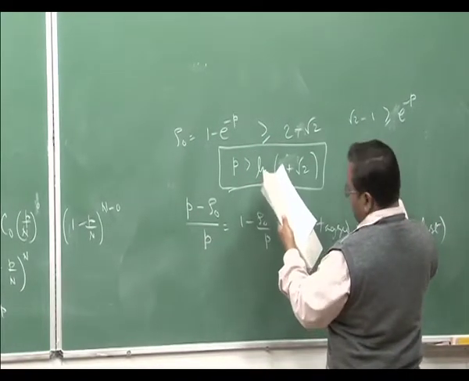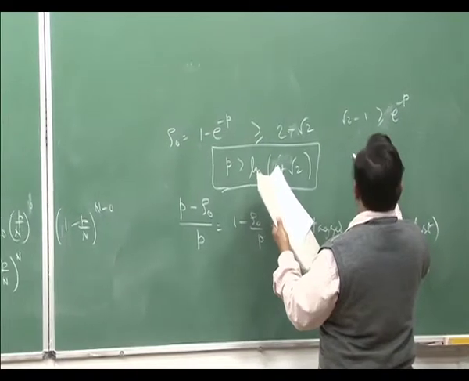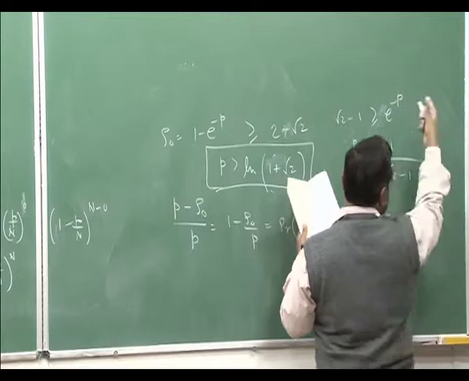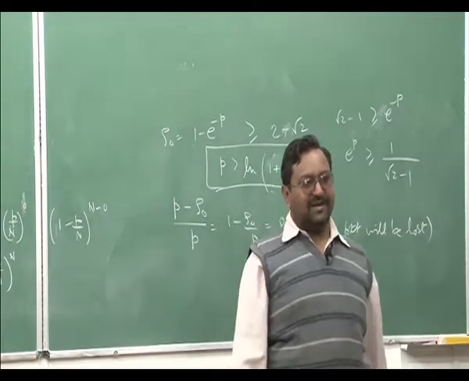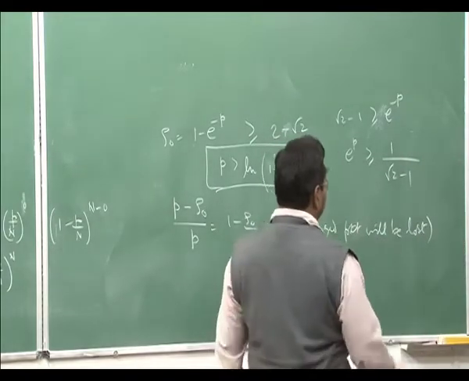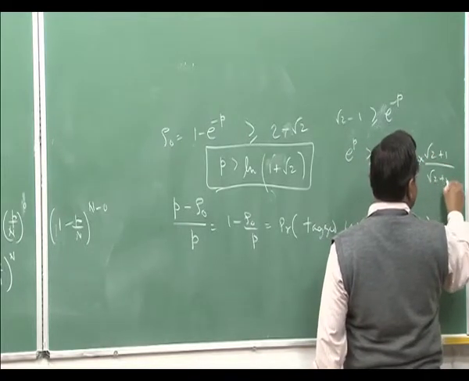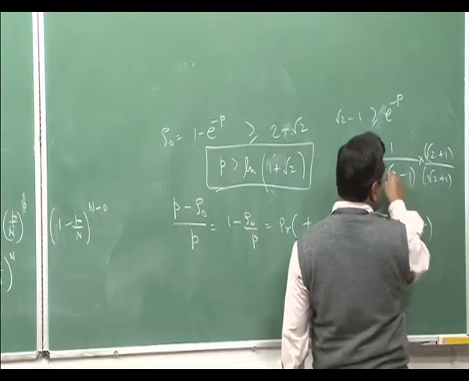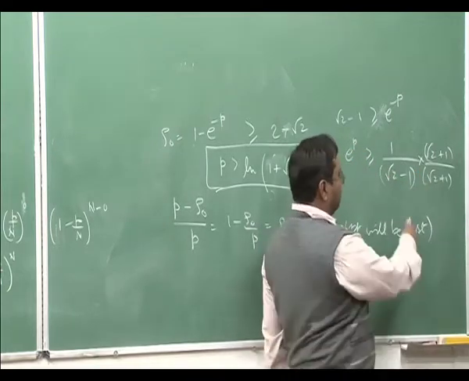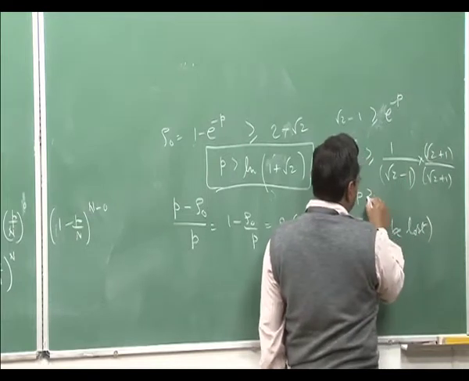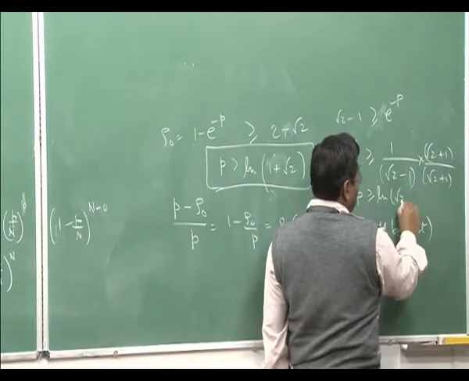And then of course this is nothing but you multiply by root 2 plus 1, divide by root 2 plus 1. This will turn out to be 1 actually. 2 minus 1 is 1. And then you take the log, so p has to be greater than or equal to natural log of root 2 plus 1.